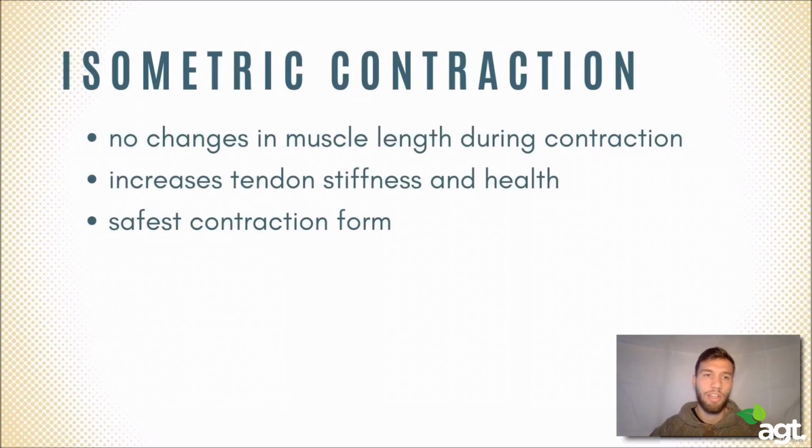An isometric contraction means that there is no change in the muscle length during the contraction. So we contract, we try to hold something, but our muscle length doesn't change, it stays the same. Now, the training advantage for isometric contractions is that the tendon stiffness and health get increased. Isometric contractions are also very safe to perform and are the safest of the 3 contraction forms. Since there are no changes in muscle length, the tendon also doesn't get strained and stays at the same length, which improves its capability of translating forces to the bones.